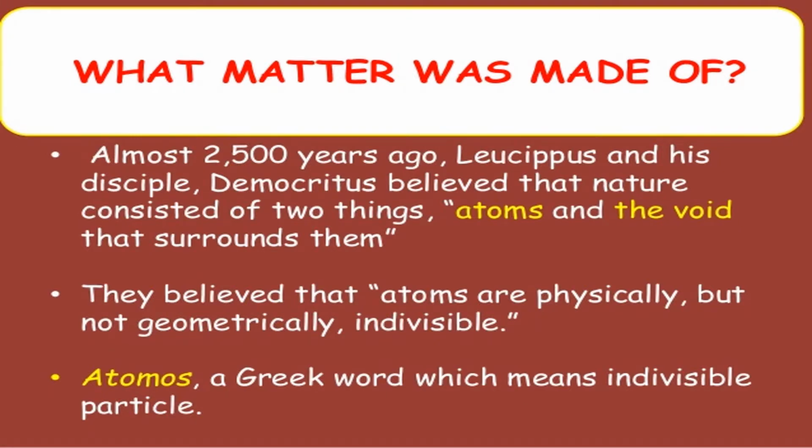Almost 2,500 years ago, Leucippus and his disciple Democritus believed that nature consisted of two things: the atoms and the void that surrounds them. They believed that atoms are physically but not geometrically indivisible. So you have atomos, a Greek word which means indivisible particles.